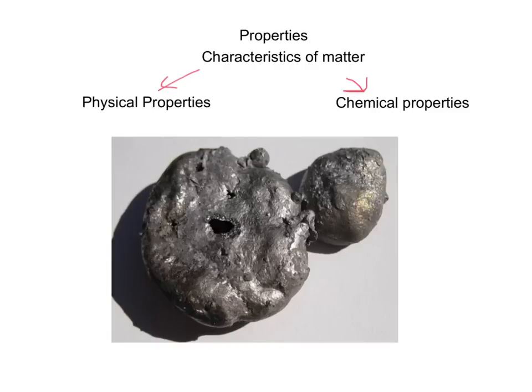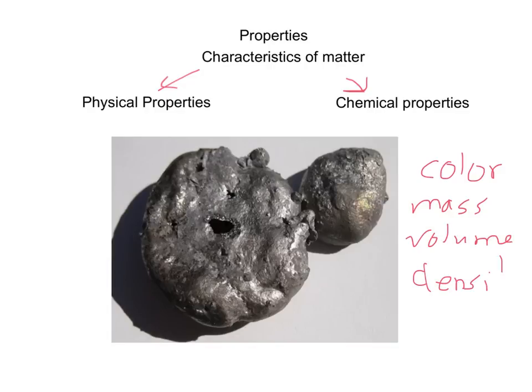So what are some of the things that we could use to describe it? Well, we could talk about its color. We could talk about the mass or the volume. We could talk about density, which is the combination of those two things, right? We could talk about what it smells like, right? All sorts of things. What else?